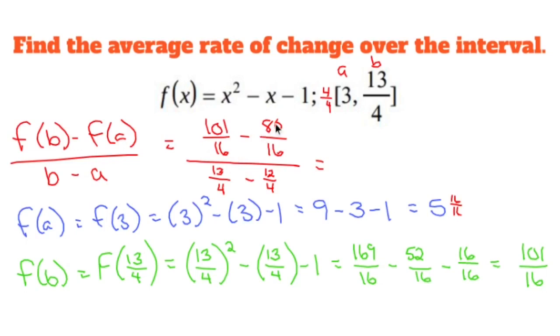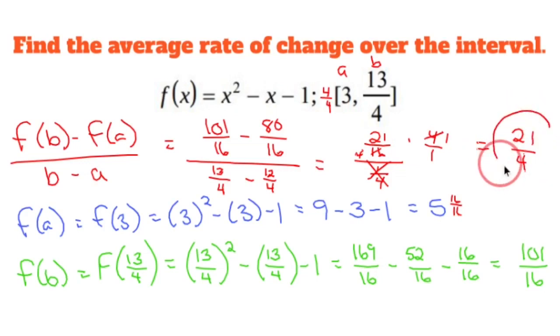101 sixteenths minus 80 sixteenths is 9 plus 10 sixteenths. It's a joke. Look it up. 13 minus 12 is 1 over 4. A fraction divided by a fraction means multiply the top part by its reciprocal. So something divided by 1/4 is the same thing as times 4 over 1. So these guys simplify to 21 over 4. That's my average rate of change. Not pretty at all, but a lot of fun.